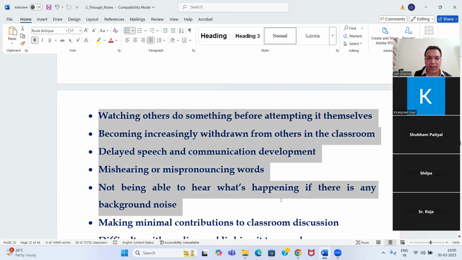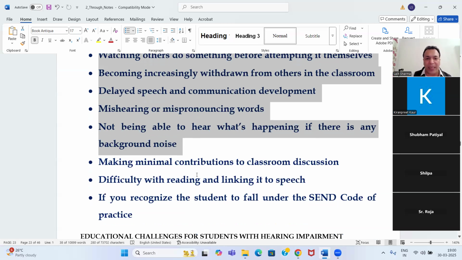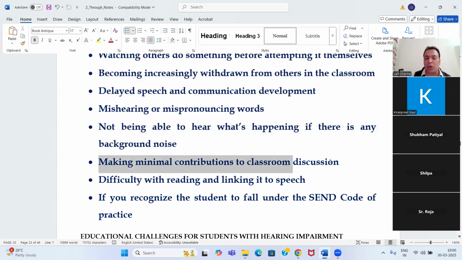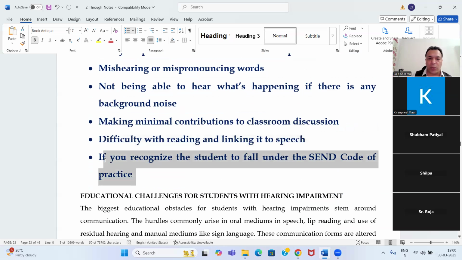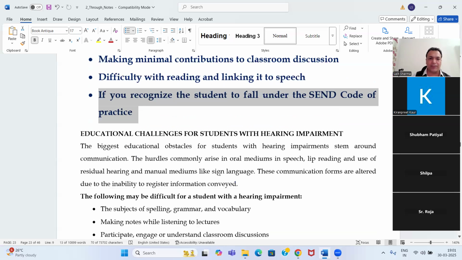Watching others do something before attempting it themselves, becoming increasingly withdrawn from others in the classroom, delayed speech and communication development, mishearing or mispronouncing words, not being able to hear what is happening if there is any background noise, making minimal contribution to the classroom discussion. Anna, you have seen that a student is not contributing in the discussion. Arey dekho, having the problem. You should be aware of that. Difficulty with reading and linking to the speech. If you recognize the student to fall under the SEND code of practice, right?